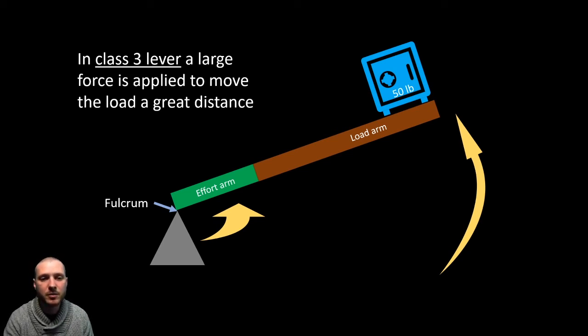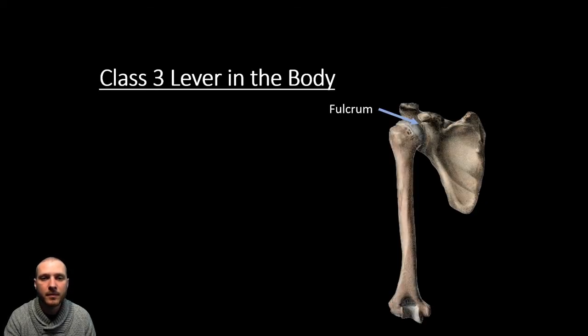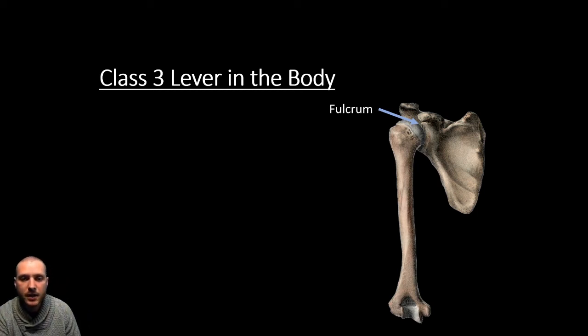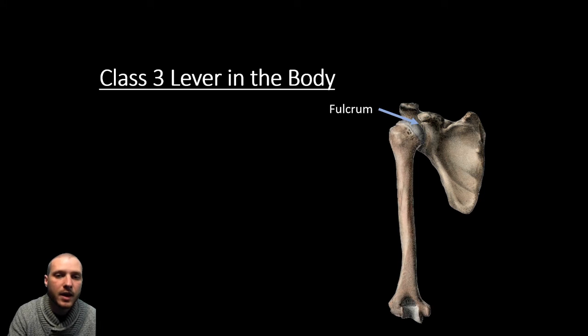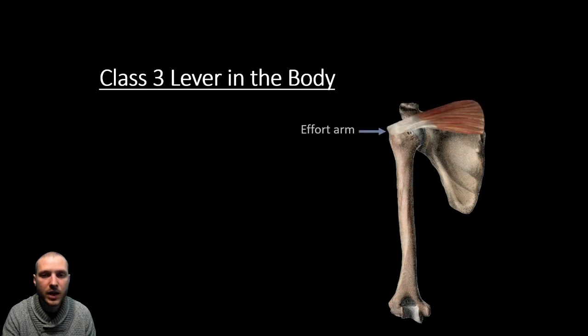So class 3 levers are going to be set up very similar to this, so let's look at an example. A good example would be, say, the shoulder joint. So here we have our glenohumeral socket, or glenohumeral joint, and our fulcrum is going to be where the head of the humerus fits in that glenoid cavity. Here we have our supraspinatus muscle. So if you remember, supraspinatus is going to insert on this greater tubercle. So very basically, the tippy top of the humerus.